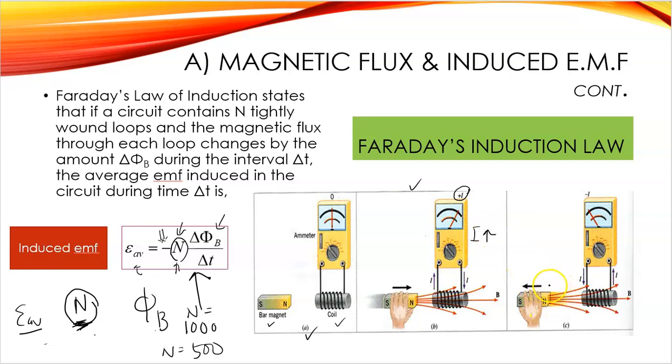But when I pull back the bar magnet, in picture C, I will observe an opposite direction of current, which is negative current, negative I. This means the current is decreasing in this path because the magnetic field is getting away from the coil. Meanwhile, in this picture, the magnetic field is nearer to the coil, so the current produced should be highest. This is what you will observe if you want to do a little experiment by yourself.